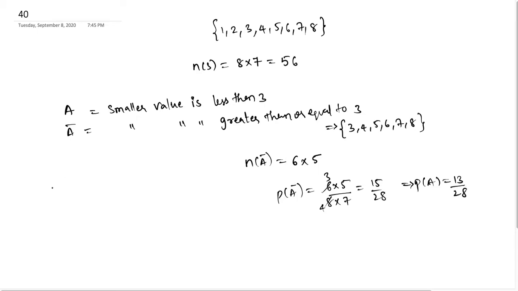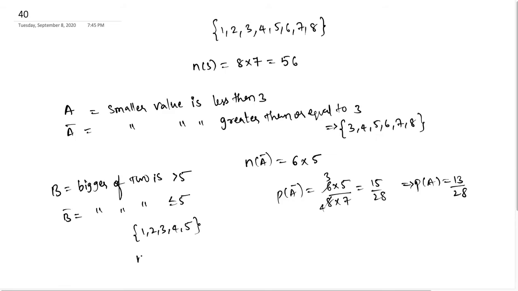Now for B, what is given for B? B is saying bigger value of 2 is more than 5. Now the complementary for this is bigger value of 2 is less than or equal to 5. So that means the numbers have to be from 1, 2, 3, 4, 5. That's it, 5 chances.